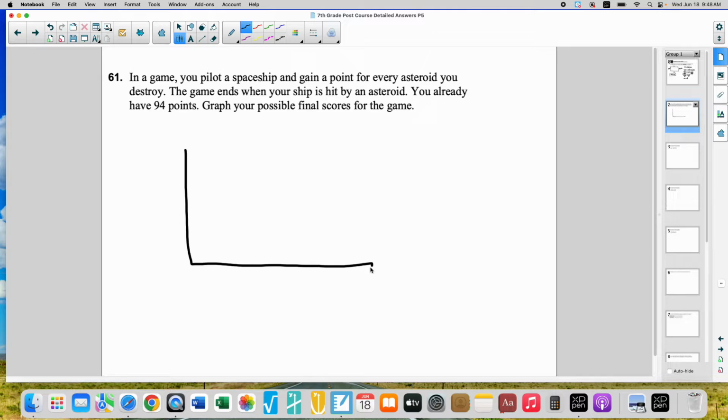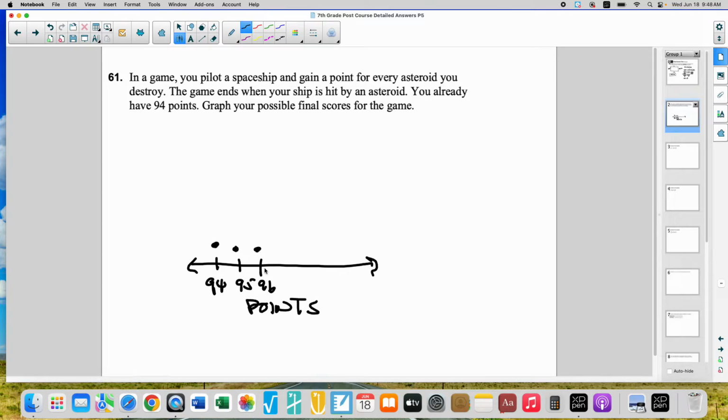So, what is it going to be? I was going to say I didn't know what my X and Y axis was going to be. So we really only have one axis, which is points. And we already have 94 points. Then we would have 95 points and 96 points.